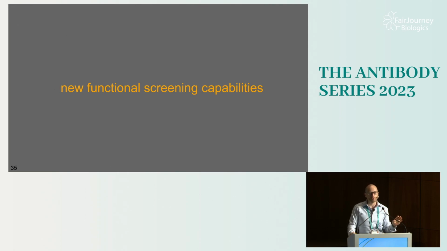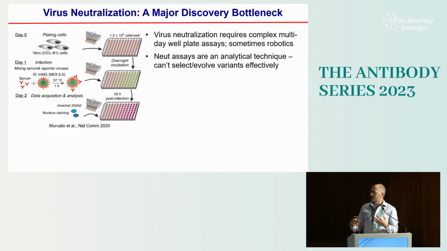Everything I've talked about before has been affinity-based, which is awesome for some targets, but sometimes you're looking for more than just affinity. So virus neutralization is a really good example of that. If you're doing a virus neutralization assay, it's an analytical assay, so you've got all these well plates that you're screening, and each one has a lot of cells in it. And it's a problem because it's really an analytical technique. It's not as useful for evolution or selection. You make every antibody one by one, and then you find out which one works.